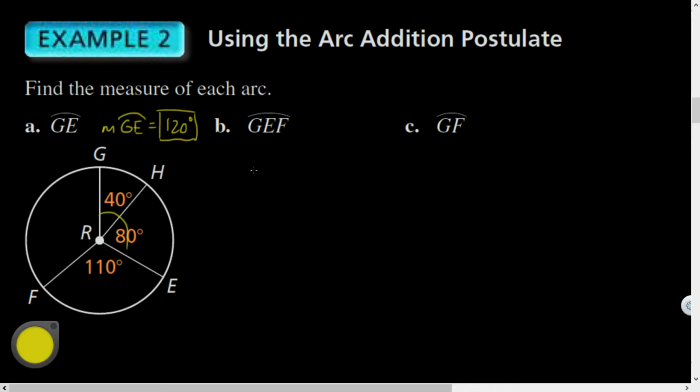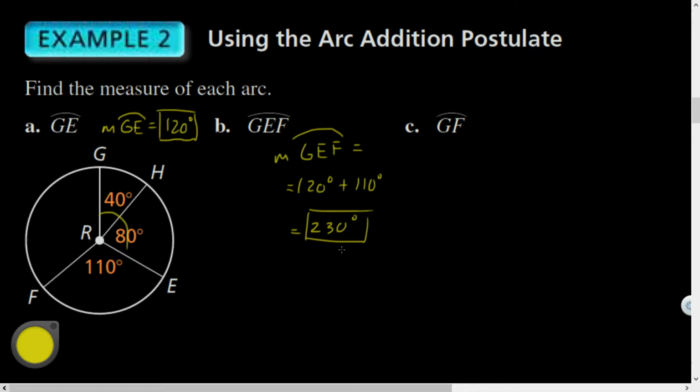How about Evan for part B? So the measure of GEF. Let's see. GEF. So I can use this information. Yeah, it looks like it's going to be 230 degrees. I like it. I like it.